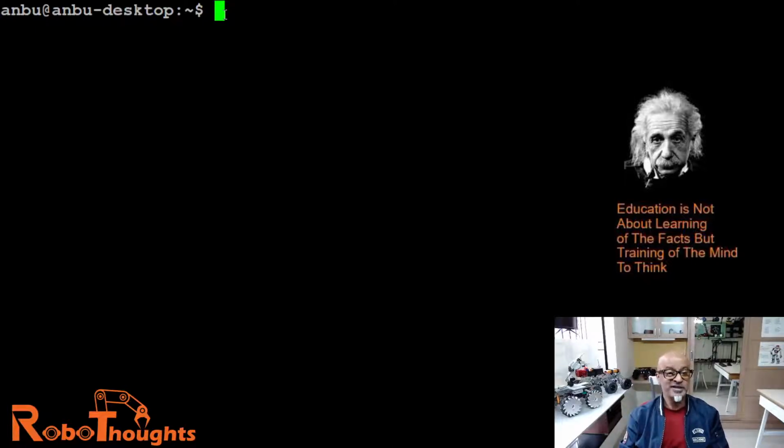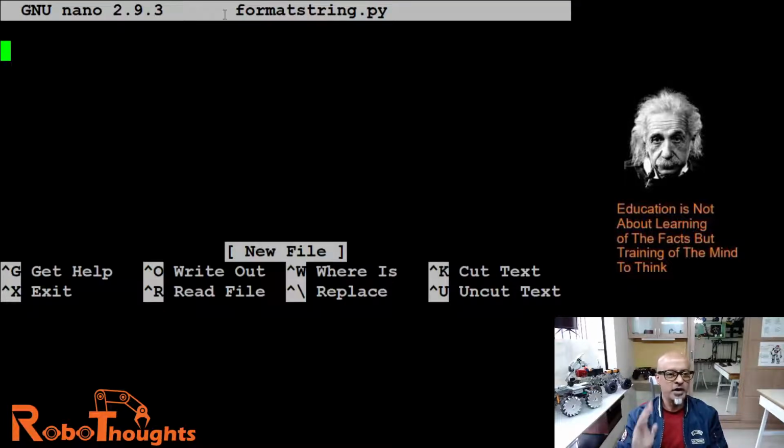What do we do? Let's create a new Python file. Nano format string. I'm just giving a random name. You can name it anything you want. Format string .py. I am in my Nano IDE.